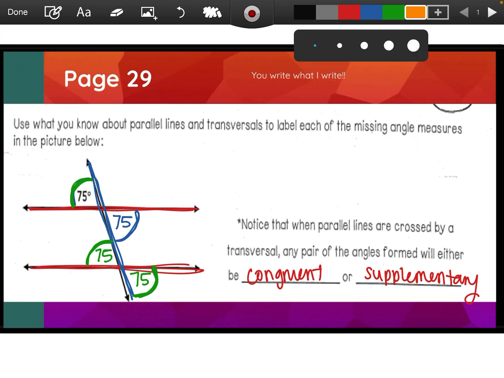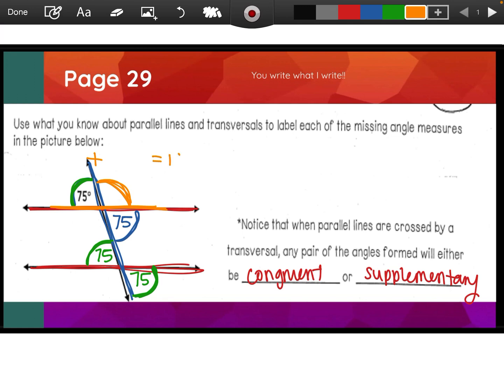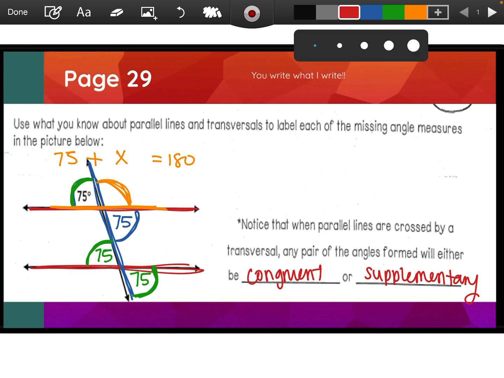Now we can use our supplementary angles, or our linear pair, to figure out this missing space, because we know that these two angles make a straight line, which means they have to add up to 180. So we've got 75 plus something, so I'll just say x equals 180. If you solved that and you subtracted 75, then you would figure out that that missing angle would be 105 degrees. And then using vertical angles, what makes an X from that is also 105.